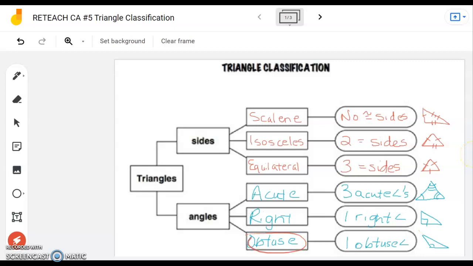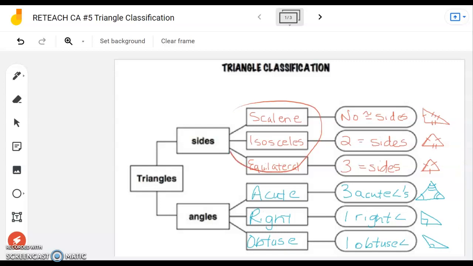Then we have obtuse. Obtuse. So that means we have at least one obtuse angle. So that one obtuse angle has to be greater than 90 degrees. It has to be bigger than 90. So if one of these angles is more than 90 degrees, then it makes it obtuse. And it should be marked. It should be obvious because if this is right, anything further to the left is going to be more than that. Okay, so that's our triangle classification.